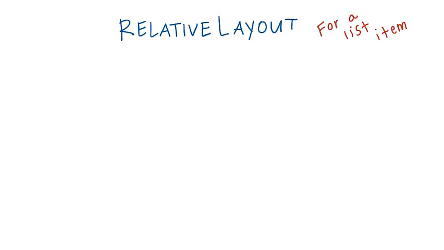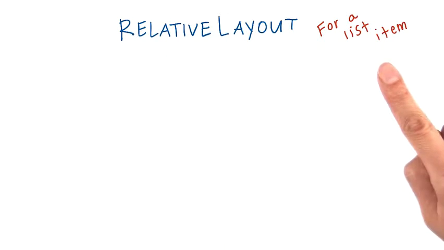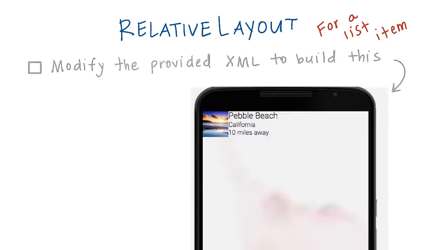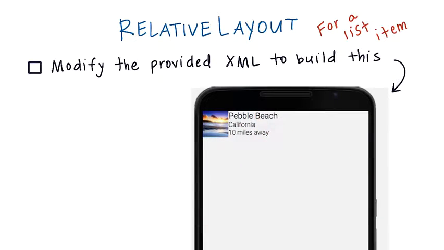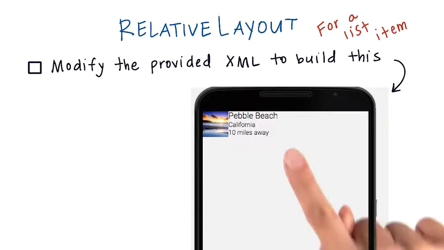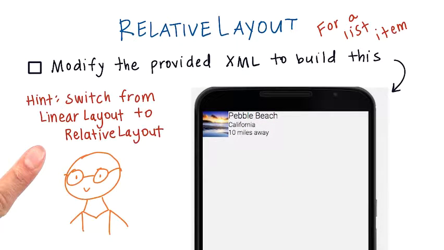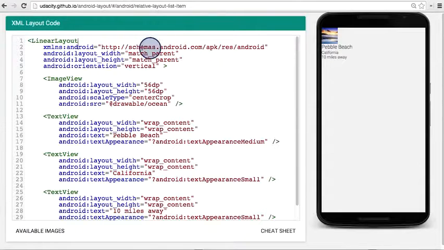Now let's look at a more realistic use case for a relative layout. For example, this is a good view group to use when you're building a list item, like this. We've provided a link below with some XML for you to get started with. Go ahead and modify it so that you can build something like this. As a hint, first try switching from a linear layout to a relative layout.